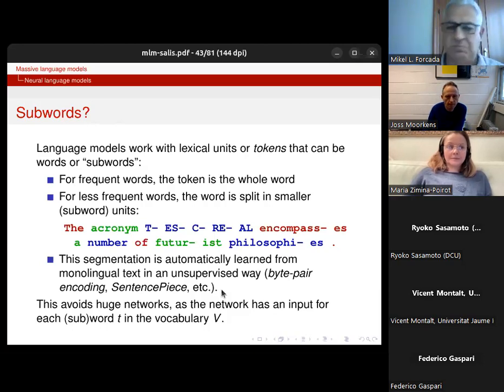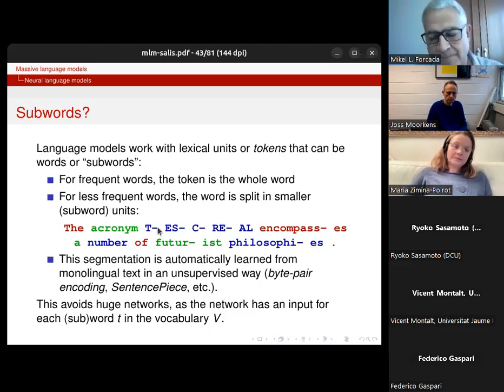Here's a sentence I just copied from Wikipedia. I ran it through one of these word segmenters, and you'll see that words like "the", an acronym, a number, or "a", or "of" are just a single token because they are regular words. But words like "encompasses", or "philosophies", or "futurist" are broken up, and even this acronym here, which the network didn't know anything about, was split in 5 parts. What's interesting is that the neural network will try to assign some semantics to each of these parts. So this is how it works.